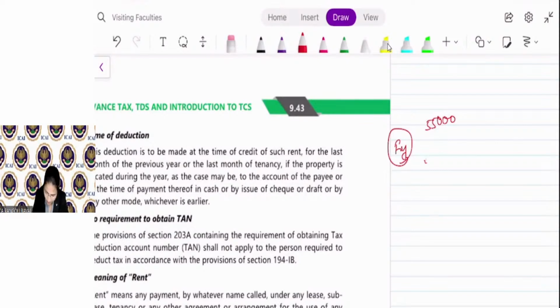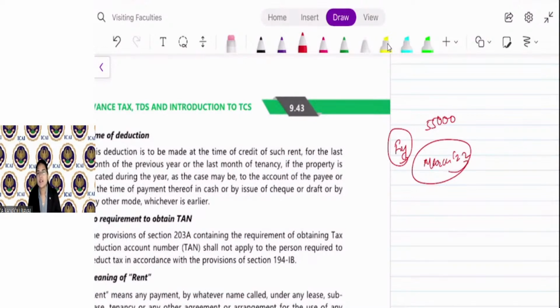from the rent for the month of March 22. That is the last month of the financial year. Say for example, if you have vacated the property in December, then the TDS is required to be deducted in the month of December. That is the end of the tenancy period. That is the last month of the tenancy period. You are required to deduct TDS.